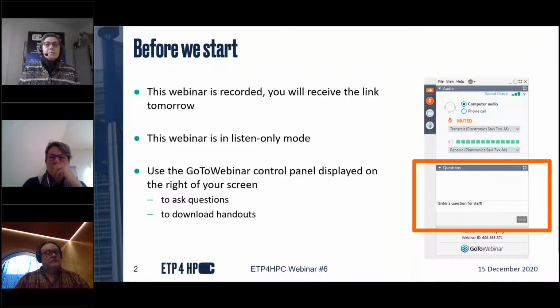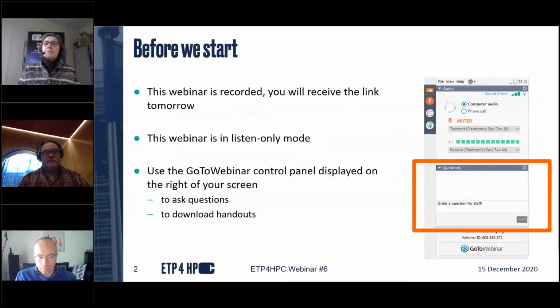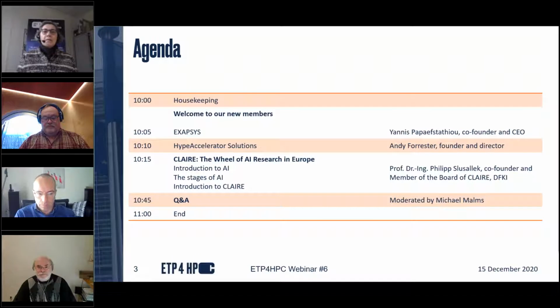So let's display our agenda. For those of you who are not familiar with ETP4HPC, I will introduce our association very briefly. ETP4HPC is a non-profit association that promotes European research and innovation in HPC. We are a private member of the EuroHPC JU. That's the organization in the European Commission that addresses HPC. And our main mission is to advise on research priorities for Europe in the area of HPC, of course.